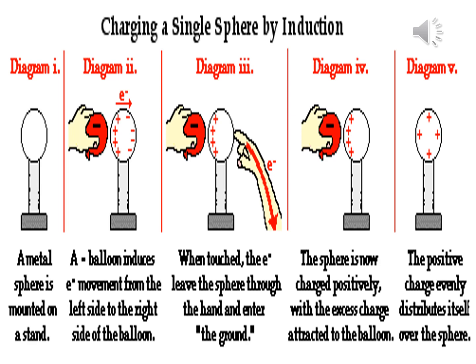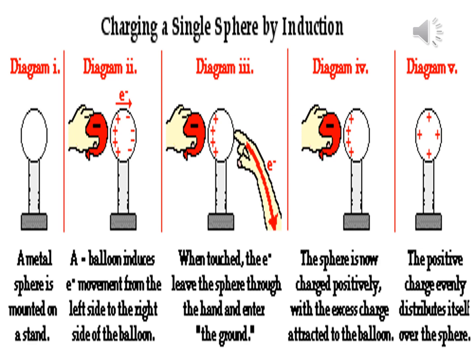Let us take a negatively charged rubber balloon. If we bring the charged balloon near the sphere, electrons within the two-sphere system will be induced to move away from the balloon due to the repulsion between the electrons of the balloon and the sphere. The first diagram is a metal sphere mounted on a stand. The second one explains the next step.